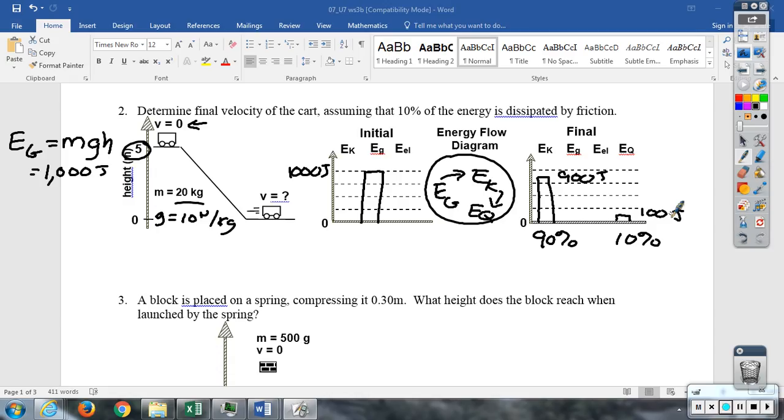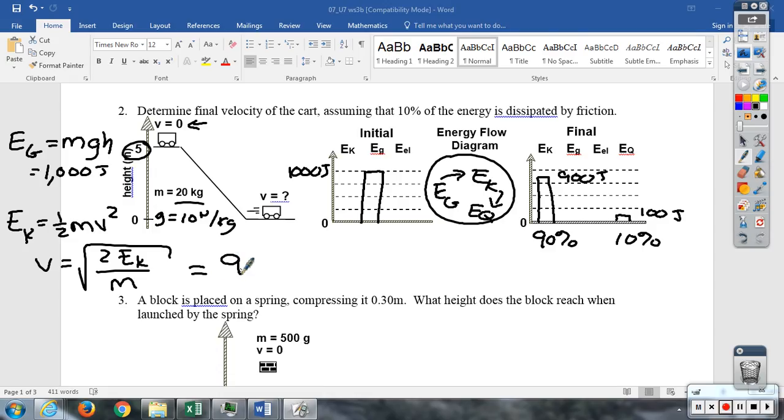what's the new speed? Well, since we only have 900 joules left of kinetic energy, we're going to use that value to work out the velocity. So we're going to solve this expression now for speed, v, which is the square root of 2Ek over m, and Ek is going to be 900 joules. So you'll get a value of 9.5 meters per second.